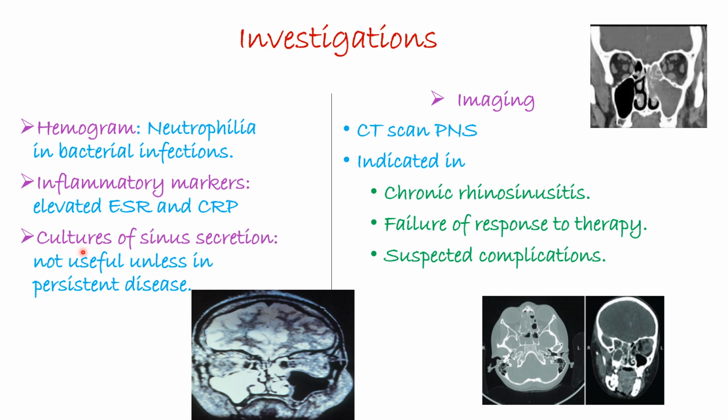You can also do culture of the sinus secretion. You do this when you have persistent disease. This is not a frequent examination. In addition to that, we also have imaging, and the indications of imaging. These are chronic rhinosinusitis, when you have failure of response to treatment and suspected complications. So you have to note those indications of imaging. And what is the choice of imaging? Where you have CT scan of the paranasal sinuses.